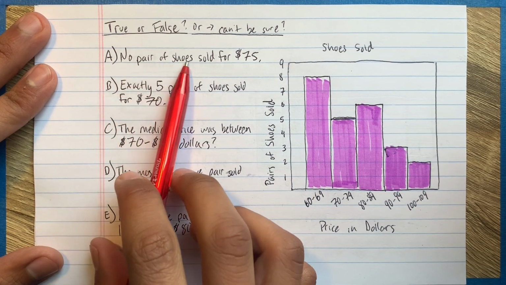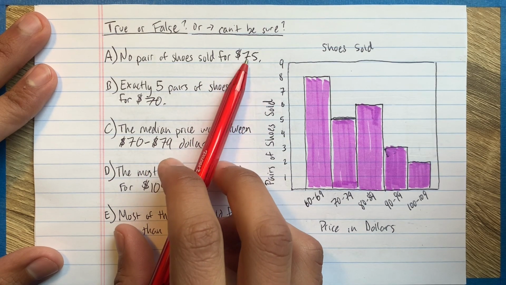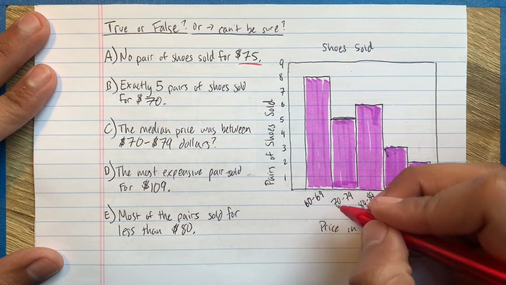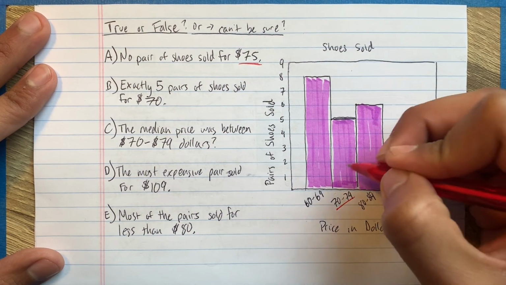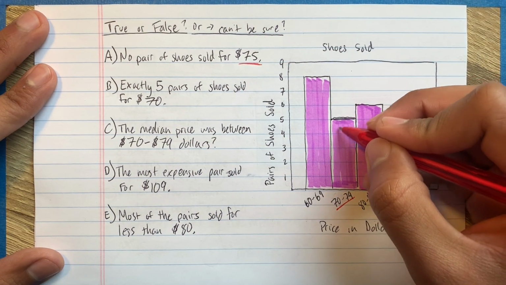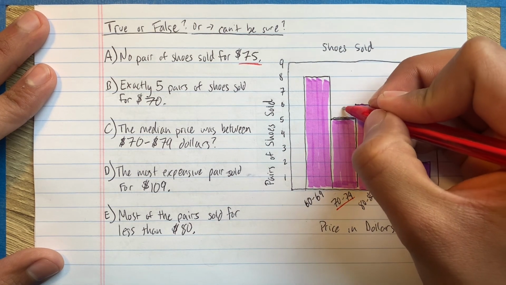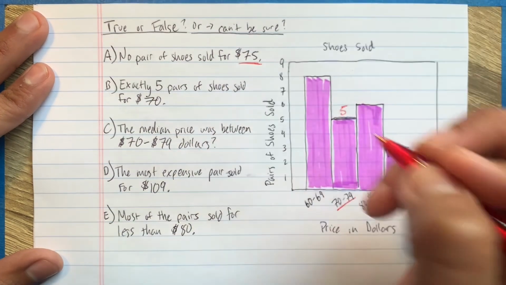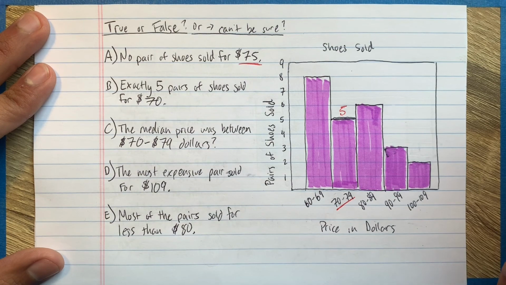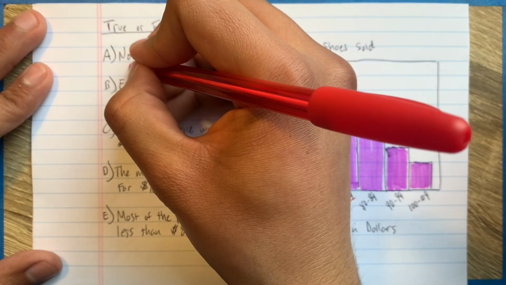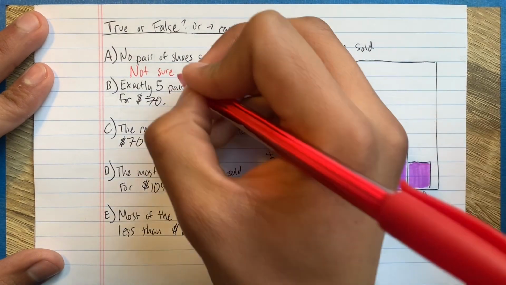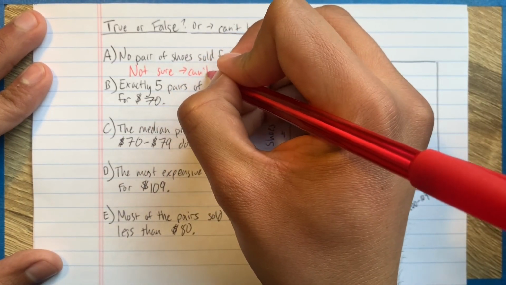The first one says no pair of shoes sold for $75. Well, the price of 75 is going to fall in here. The issue here is we only know that 5 shoes sold between $70 and $79, but we don't know what their exact prices were. So we can't say with certainty that none of them sold for 75. So we're going to say not sure. Okay? We can't be sure.